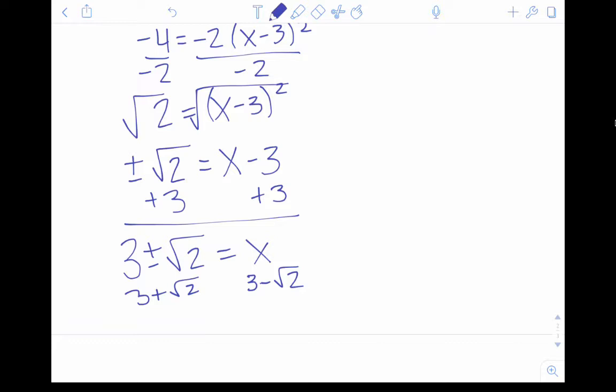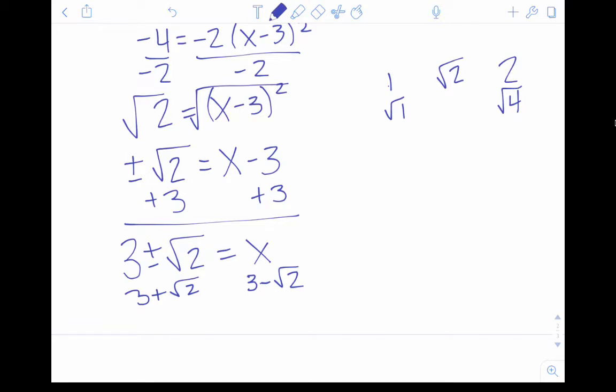Well, if I think about the square root of 2, I know that that's between 1 and 2. 1 would be the square root of 1 and 2 would be the square root of 4. Well, the square root of 2 is closer to the square root of 1 than it is to the square root of 4. So I know that this is going to be maybe 1.3 or 1.4.